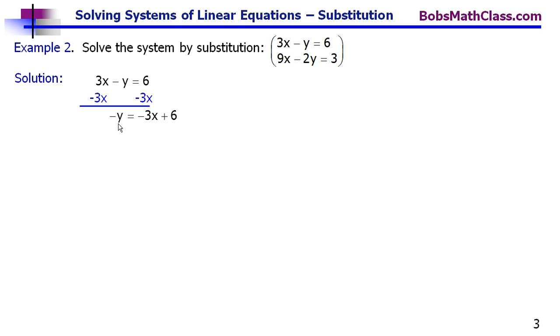Now how do we get rid of that negative sign in front of the y? Right. Divide each term by negative 1. You could also multiply both sides by negative 1. The result would be the same. So negative over negative, this would be a positive y here, positive 3x, and a negative 6.